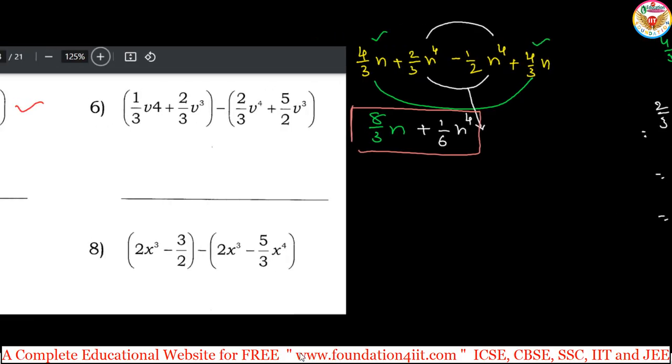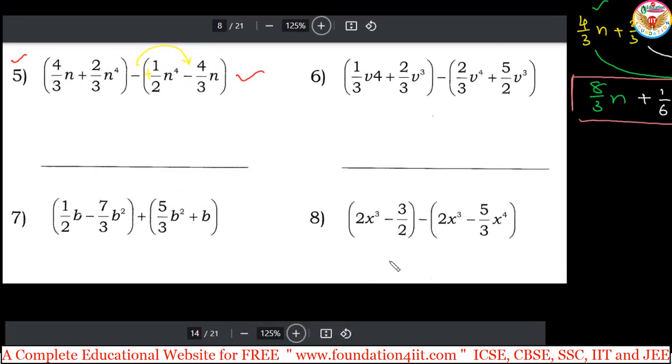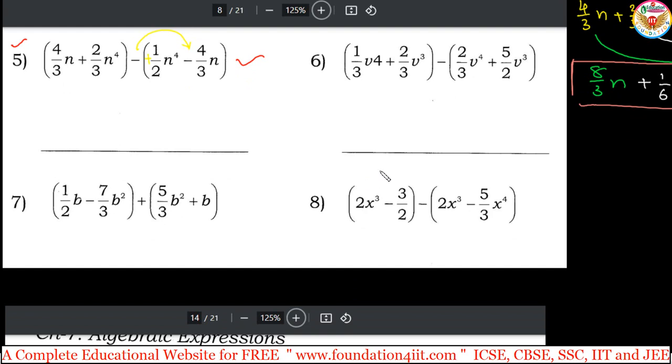This is the simplification pattern you apply for all these problems. I explained only one example, and the remaining ones you can practice. It is just simple: simplify only the constants, and attach the particular like variable.